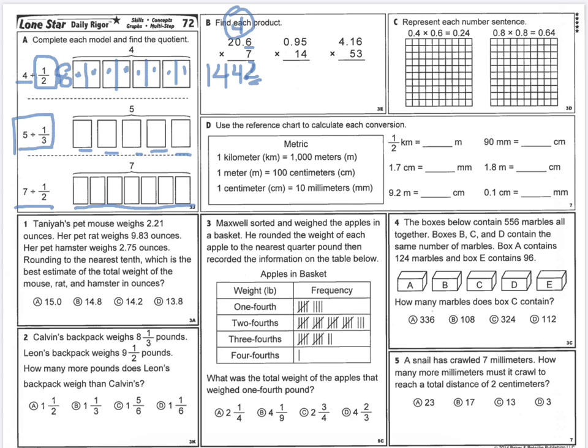That's a decimal there. I know it's hard to see. So 144 and 2/10. You multiply like normal, count how many decimal places you have in your problem, and move the decimal that many places in your answer. Are we good? Okay, C, it says represent each number sentence.